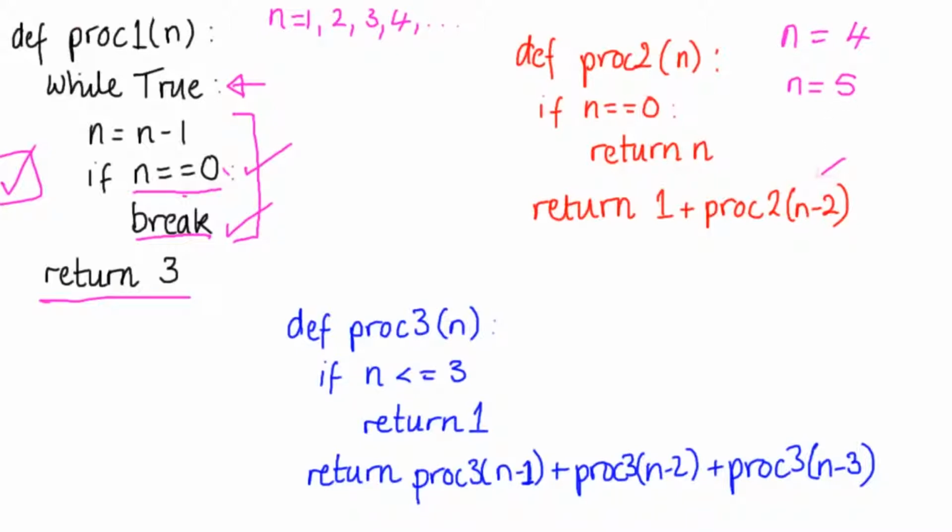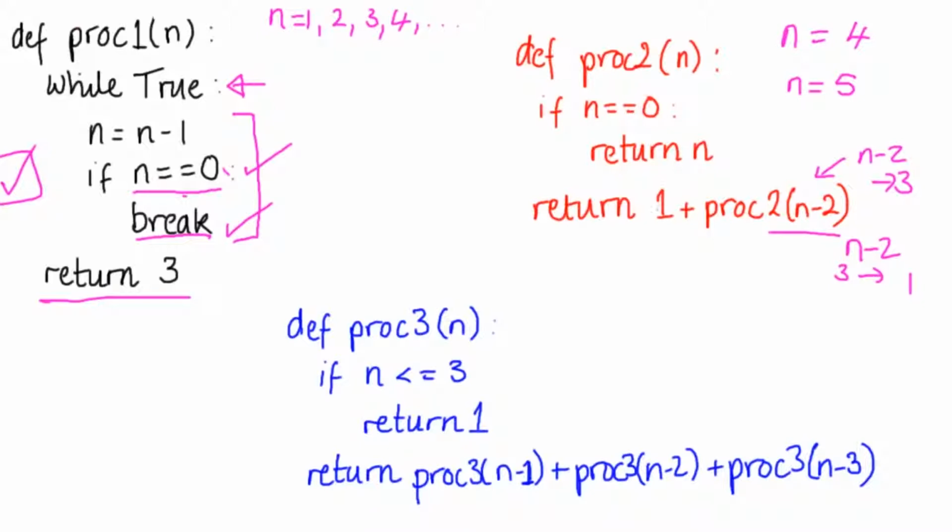But what happens if n equals 5? When we get here, n minus 2 is 3. So we call the procedure again with n equals 3. N is not 0, so we come to here again. This time we have n is 3. 3 minus 2 is 1. Call the procedure again with n is 1.